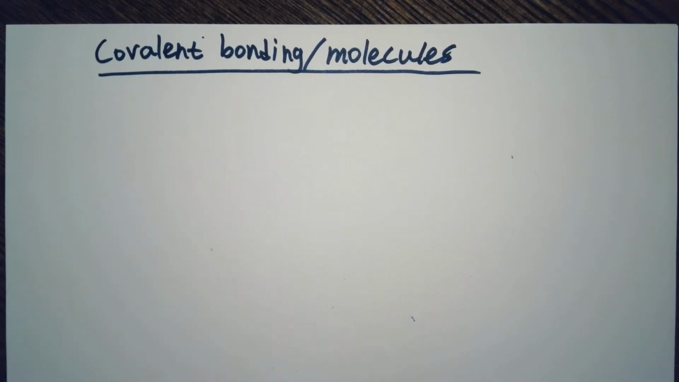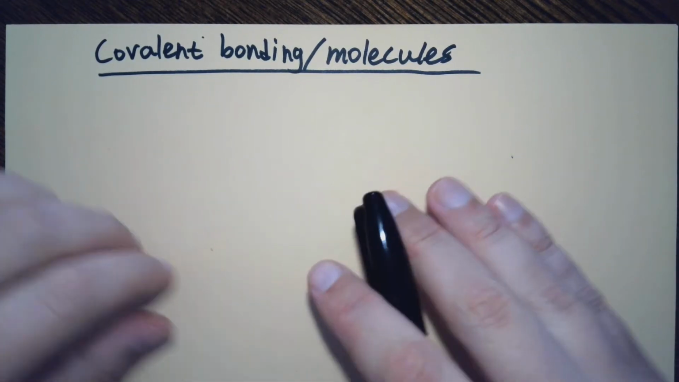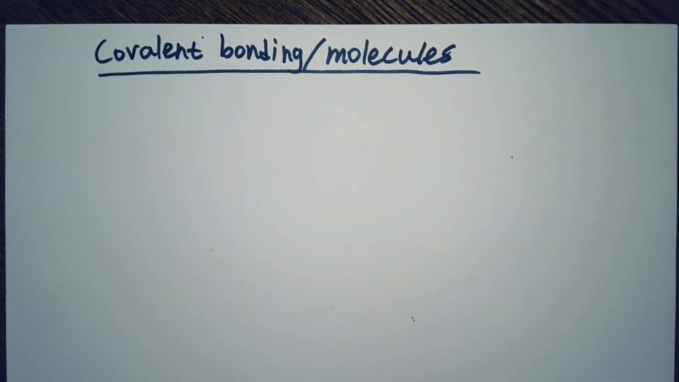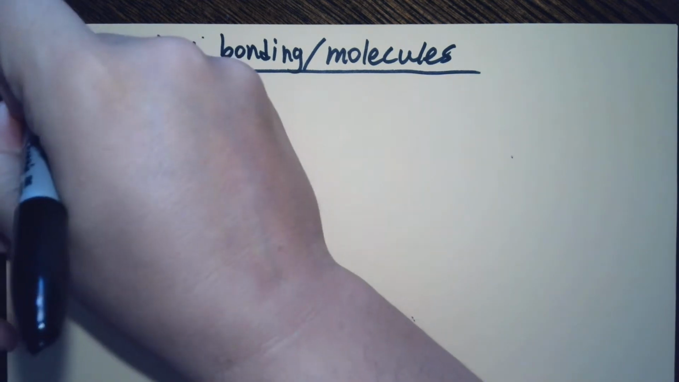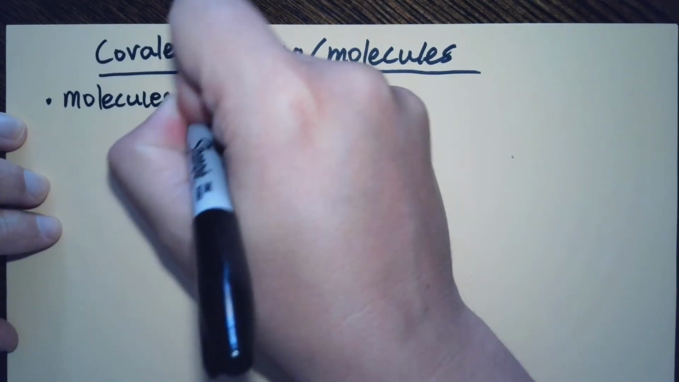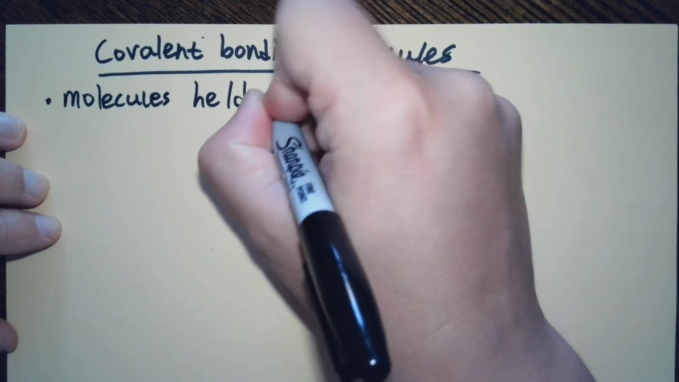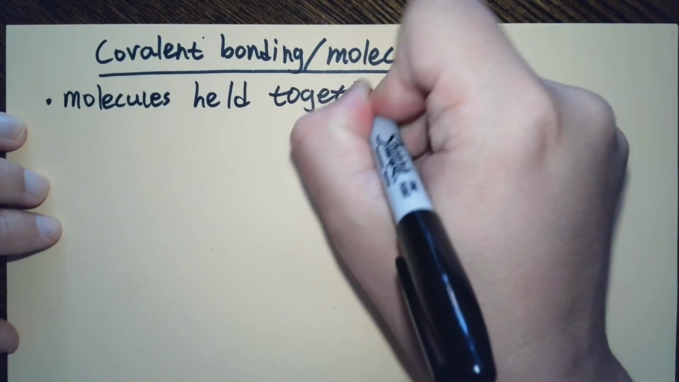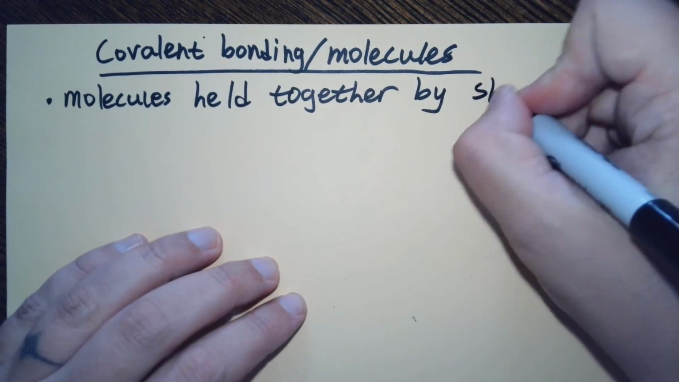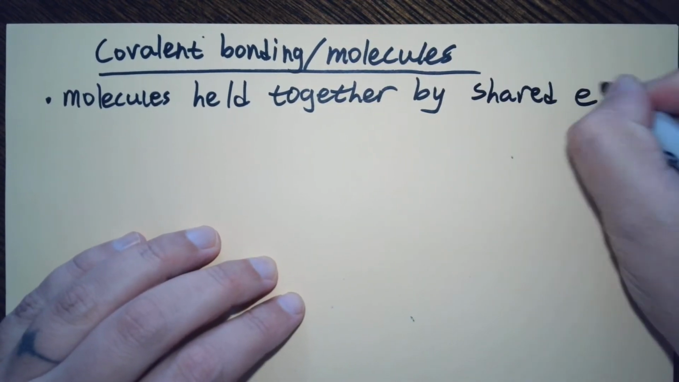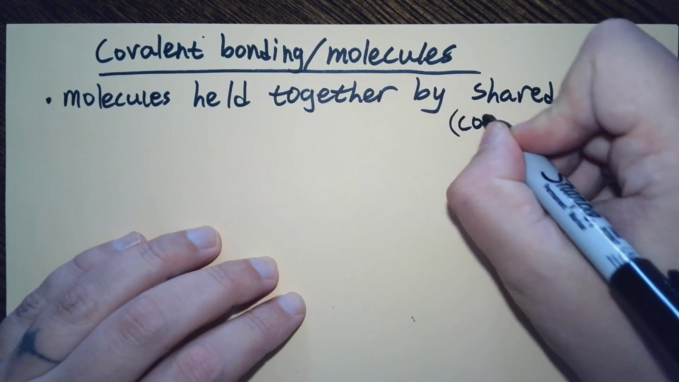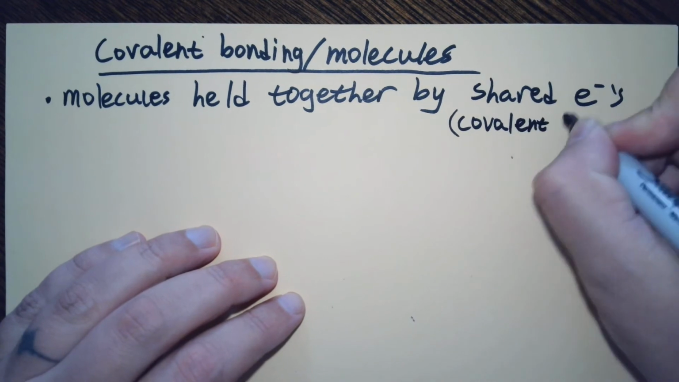Alright, so now we're going to get into the other classification of compounds. So we're going to get into molecules. So they have covalent bonding. And so if you remember from before, these molecules are held together a little differently than the ionic compounds. So what they're held together by are shared electrons. And these are also known as covalent bonds.